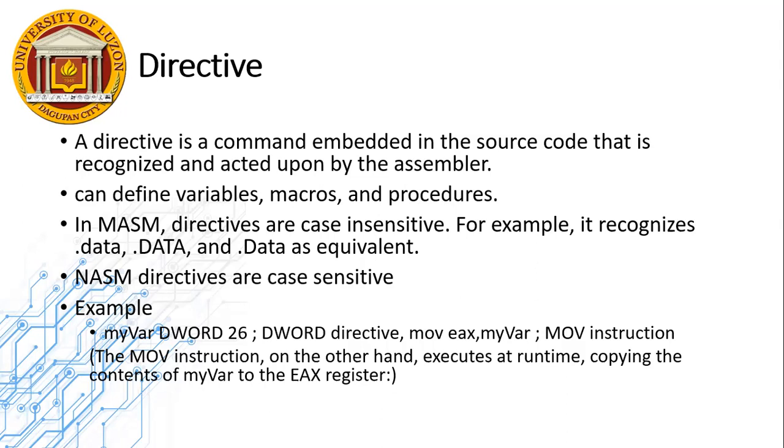Below is the example. You will use an identifier myvar, and you will use the word as a directive and assign a value of 26. And then you will move to the 32-bit accumulator register the value myvar. So based on the example, myvar has a value of 26.